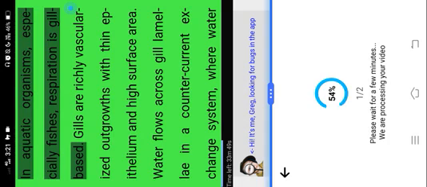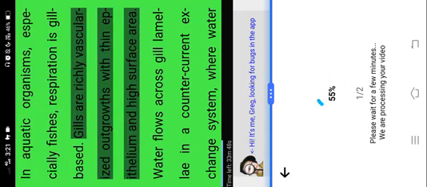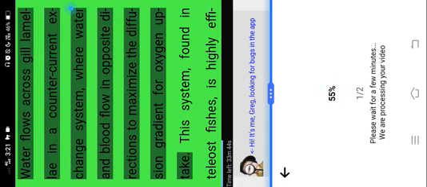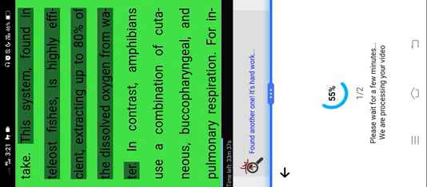In aquatic organisms, especially fishes, respiration is gill-based. Gills are richly vascularized outgrowths with thin epithelium and high surface area. Water flows across gill lamellae in a countercurrent exchange system, where water and blood flow in opposite directions to maximize the diffusion gradient for oxygen uptake. This system, found in teleost fishes, is highly efficient, extracting up to 80% of the dissolved oxygen from water.